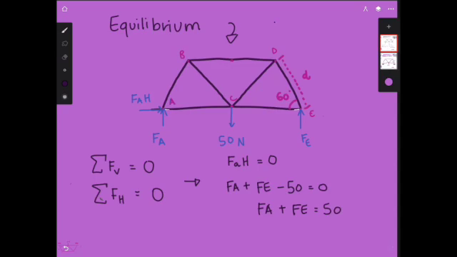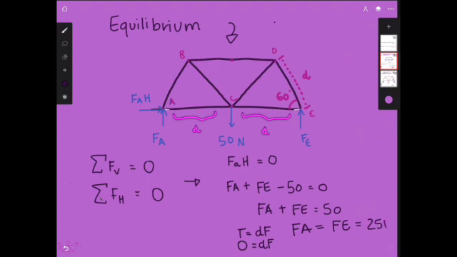We can deduce from this that F sub A horizontal is going to be equal to 0, as it is the only horizontal force acting on the system. Furthermore, we can write our equation F sub A plus F sub E minus 50 is equal to 0. The reason why the applied force is negative is because it is pointing in the opposite direction as the two pillars pointing upwards. But now to determine the force in each, we can use our torque equation.